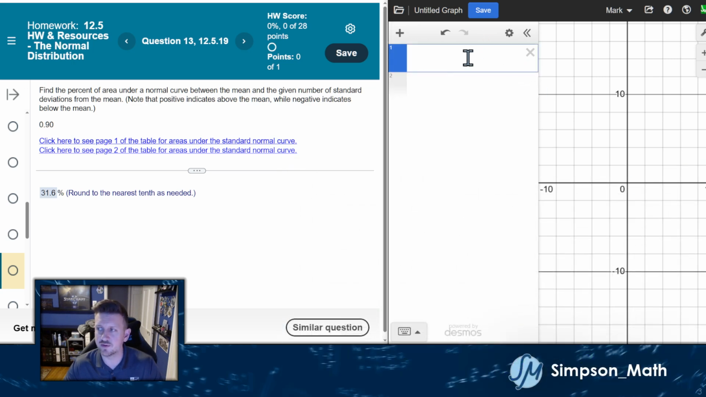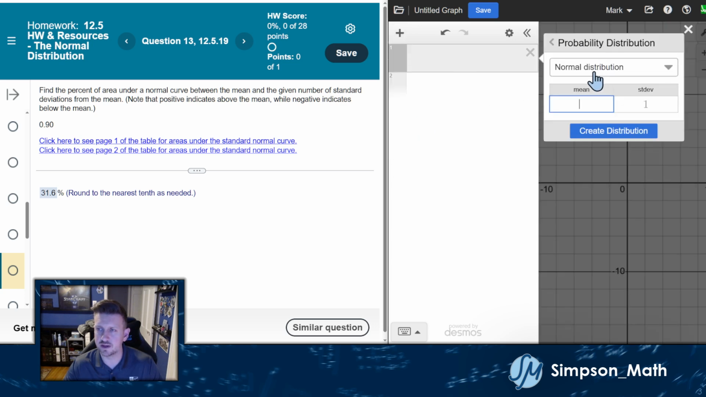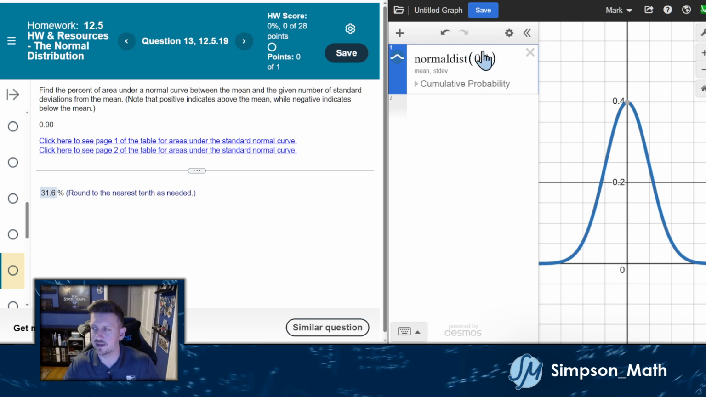So I'm going to come over to Desmos, click the plus to add an item. We're going to pick inference, pick the probability distribution, and pick normal. I'm going to leave it at a mean of 0, standard deviation of 1. I'm going to go ahead and type 0 and 1. If I type it in, it will plop it in as 0 and 1. I'm sticking with 0 and 1 because we don't have any values in context.